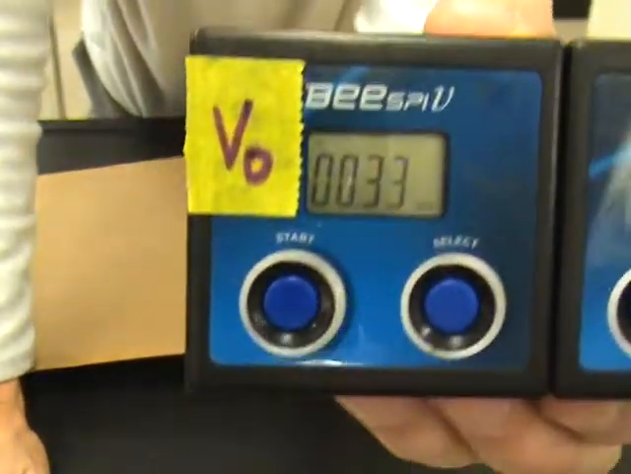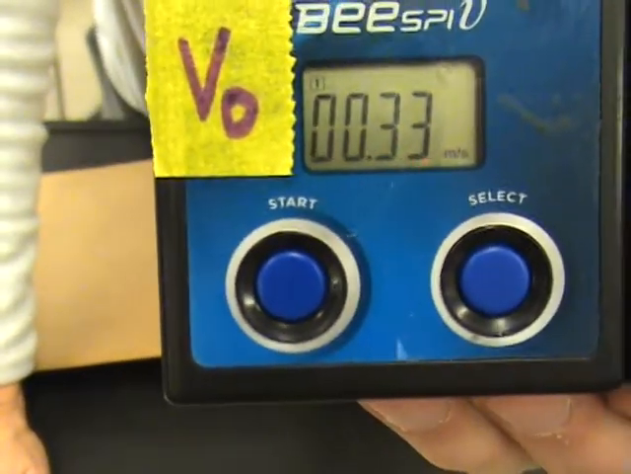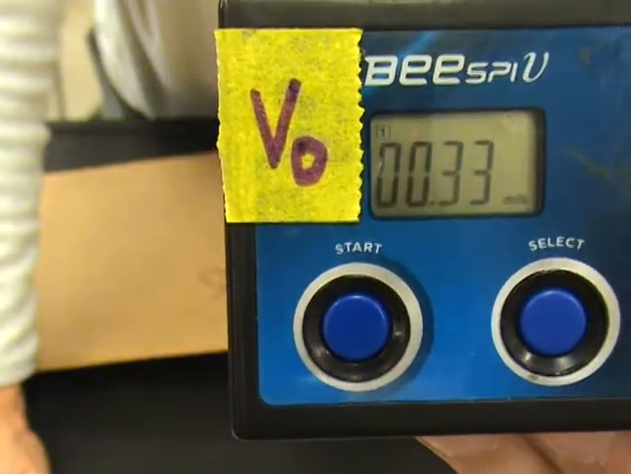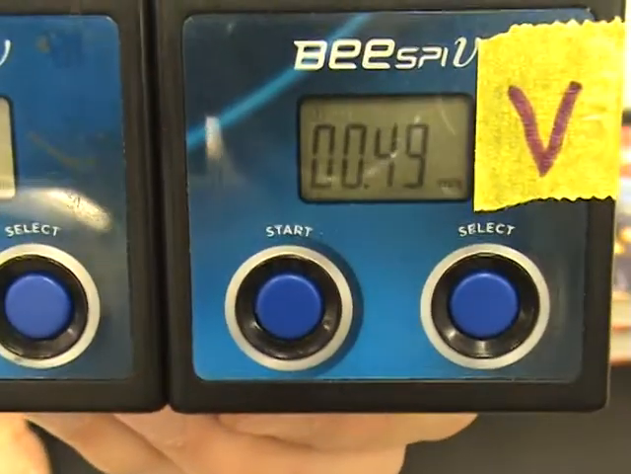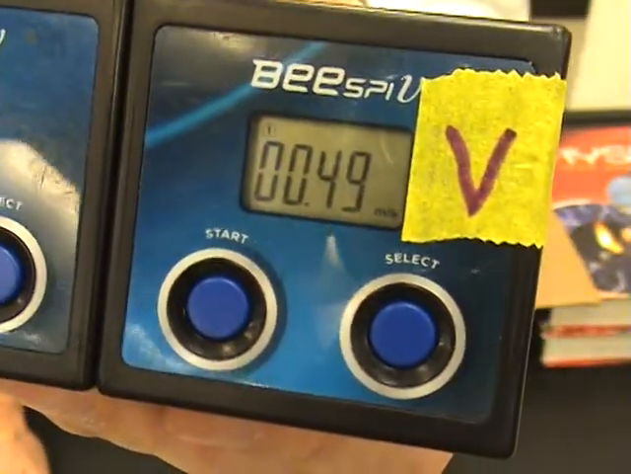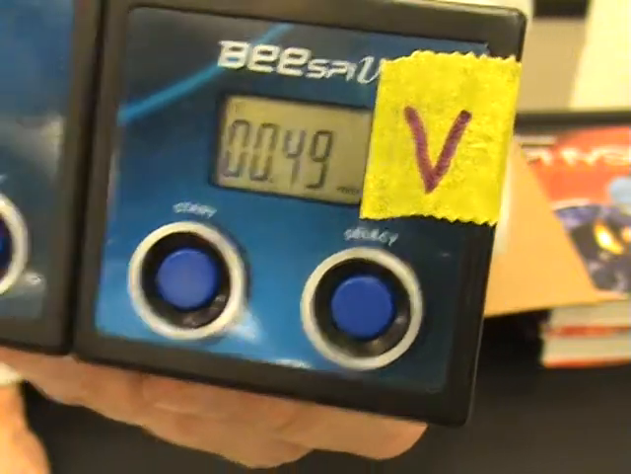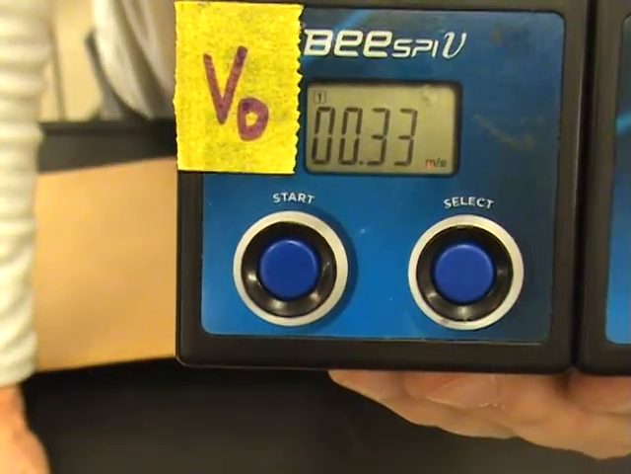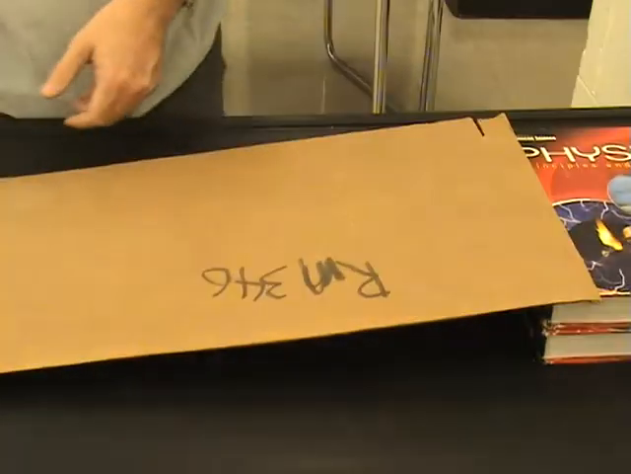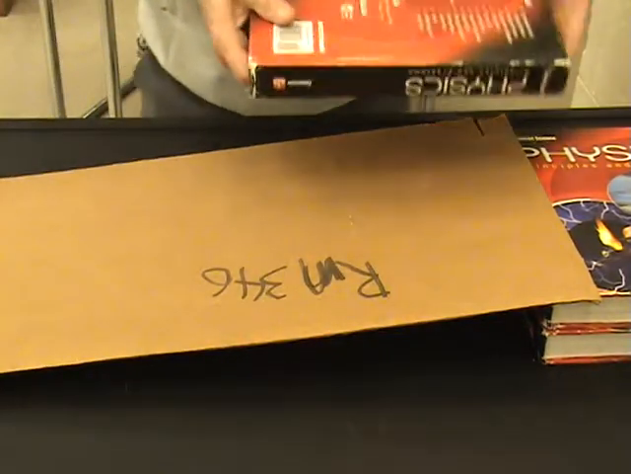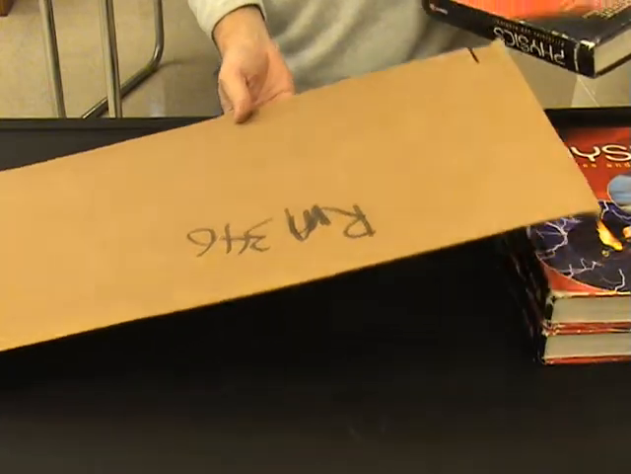The initial velocity is 0.33 meters per second. The final velocity, 0.49 meters per second. I'll do that again. Initial velocity 0.33, final velocity 0.49. All right, book number 3. Let's raise up the ramp a little bit.